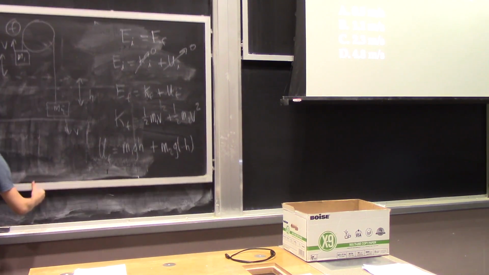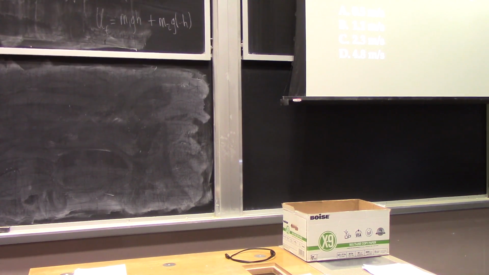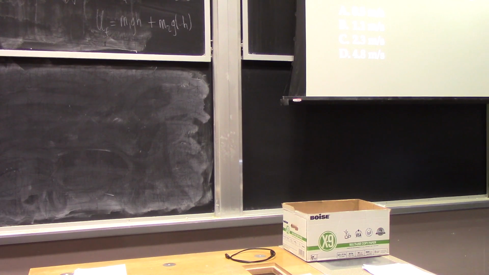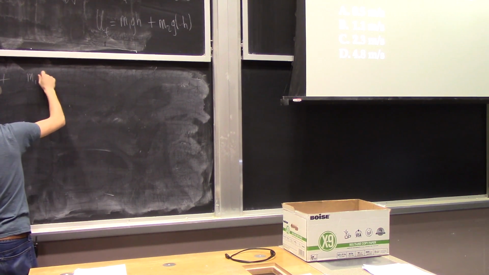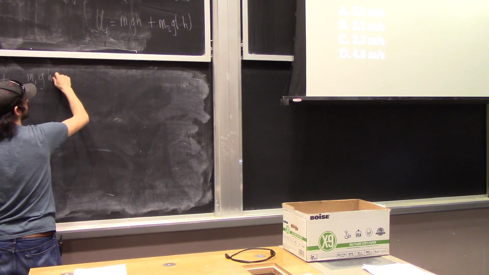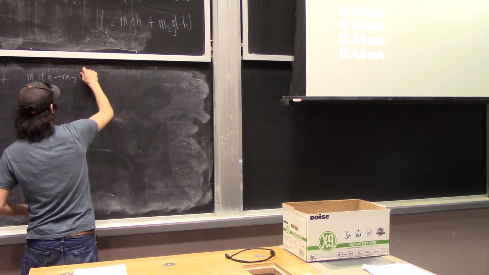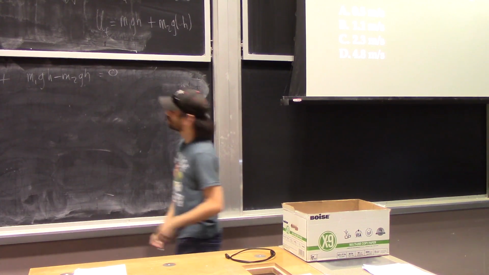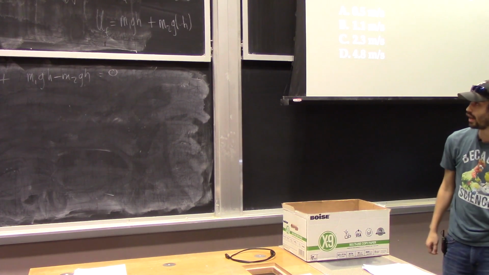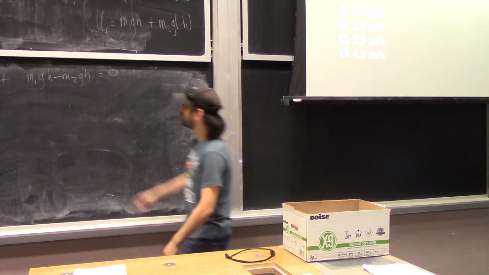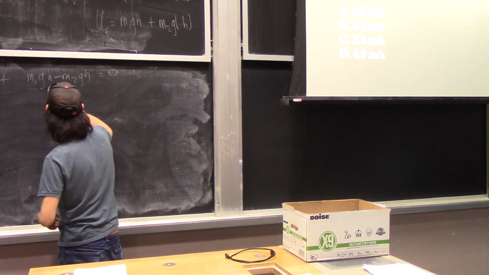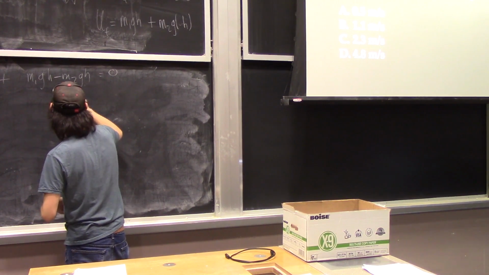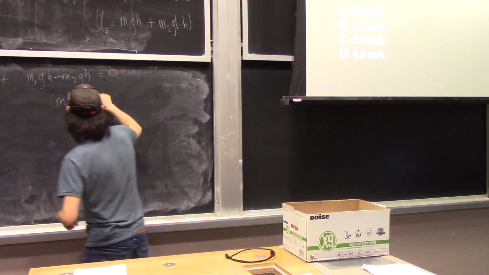So let me write out some of the algebra and steps here. We have 1/2 (m1 plus m2) times v squared plus m1 g h minus m2 g h. This is going to be equal to 0, and what we'd like to do is solve for what the velocity is. In order to do that, I can move this term to the other side. So this is going to give me (m2 minus m1) times g h is going to be equal to 1/2 (m1 plus m2) times v squared.